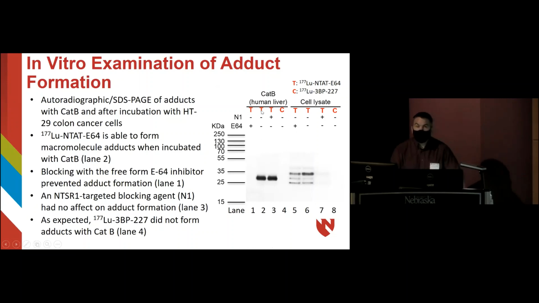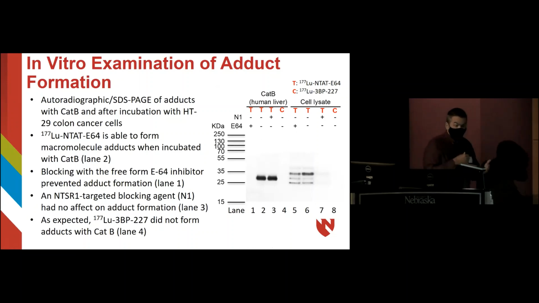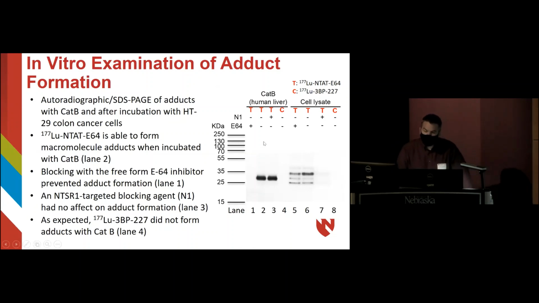And so if you incubate INTAT with cathepsin B, which is a cysteine cathepsin, it's our model cysteine cathepsin, you see that you form an adduct. Right? However, if you take C, which is our control, you see no adduct formation. So this demonstrates that the E64 is capable of binding to cathepsin B, to a cysteine cathepsin.